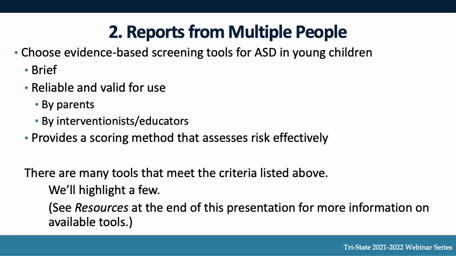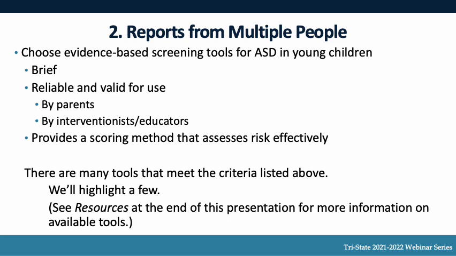Then we move on to the second element, which is where you want to gather reports, specific reports about specific kinds of behaviors from multiple people who know the child well. It's really important to choose an evidence-based screening tool for autism spectrum disorders, which has been normed or validated and had scoring developed for children who may be between the ages of 18 months and beyond, but basically you need to make sure it's developmentally sensitive for use in young children. So definitely look for the ages that the tool has been validated for.